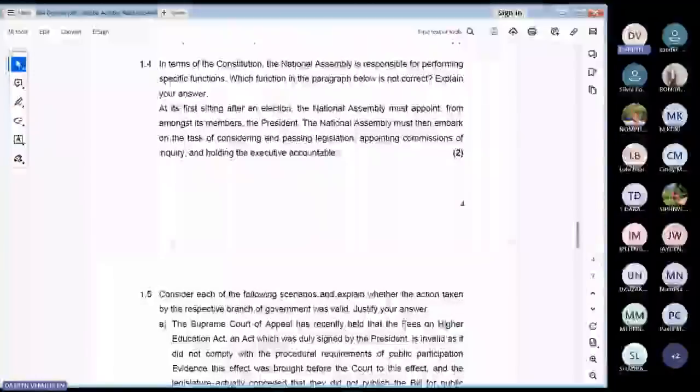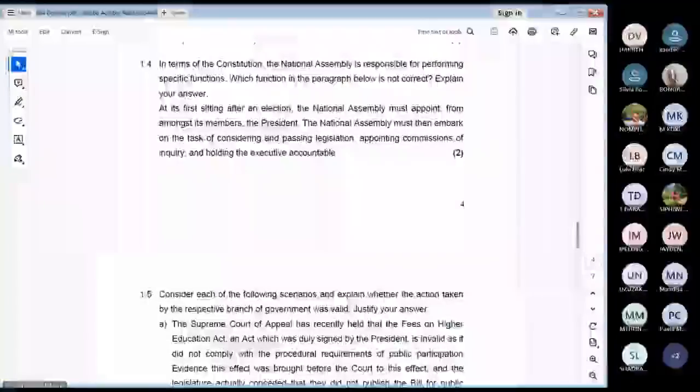Sure, this is a multi-part one. So we're going to consider each of the following scenarios. Darren? Are you breaking up there? Can you hear me now? I can hear you now, yes. Can you kindly please repeat 1.4? I heard that you said the incorrect one is the appointing commission of the inquiry. I didn't get everything. Can you please repeat 1.4?